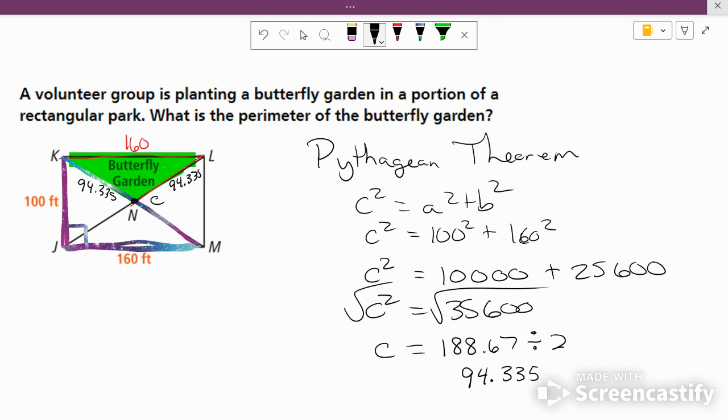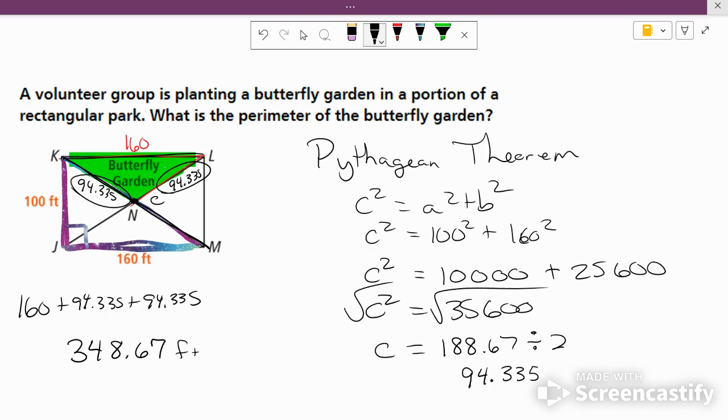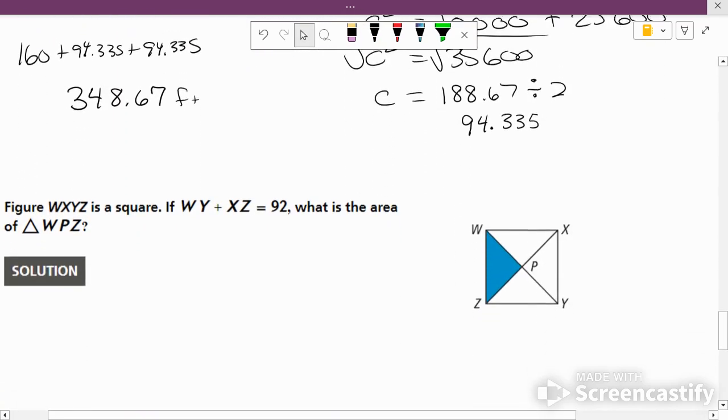So if you add up 160 for the top, 94.335 plus 94.335, you get 348.67 feet. Are we good? Okay. So using the Pythagorean theorem, we can figure out this. Okay, we found out the whole side, and we cut it in half to figure out this part, and then this part had to be the same. Okay.